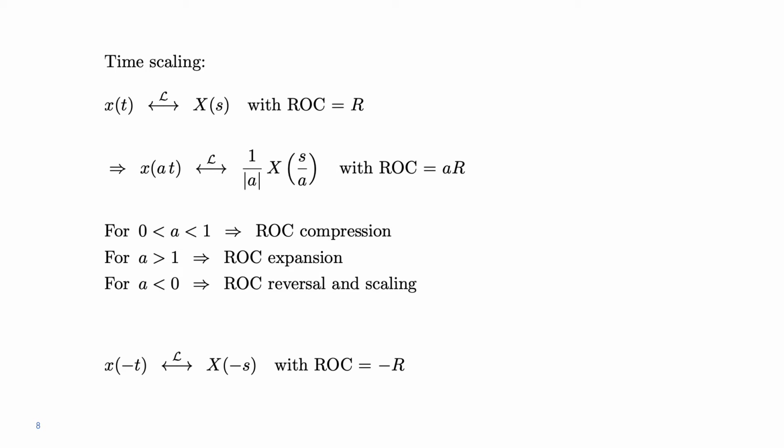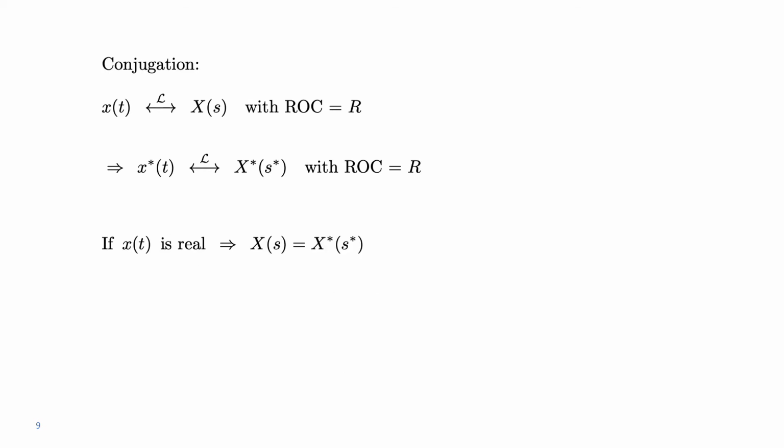And also we have that x of minus t, for example. So if we just do a time reversal of the signal, it corresponds to x of minus s. So there's a reversal in the S domain. And the region of convergence in this case will be minus R. So it would be mirrored across the imaginary axis. Let's keep going with these basic properties.